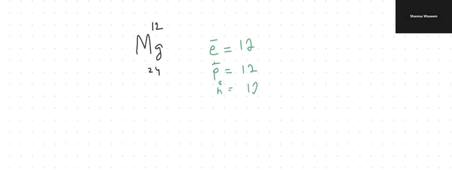It's going to be 2.8.2, right? What will be its group number? We just have to see the valence electrons are 2, so the group number will be 2. How many shells are there? There are going to be 3 shells, so which period is it going to be in? It's going to be in period number 3. All right, I hope it makes sense.